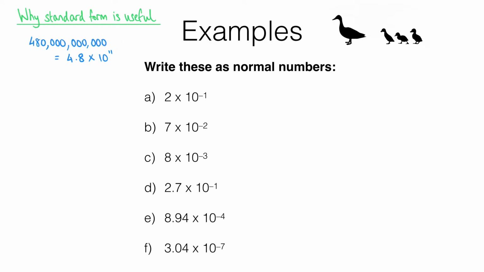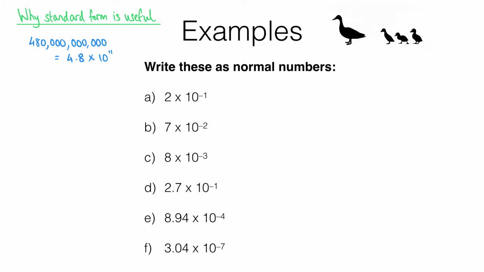For example, if you imagine a scientist who is looking at stars and galaxies very, very far away, those distances involve very, very large numbers. And writing out something like this, 480 billion in ordinary numbers, is a pain to do. But in standard form, it's much more convenient.